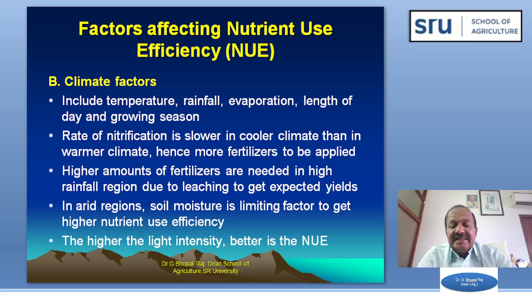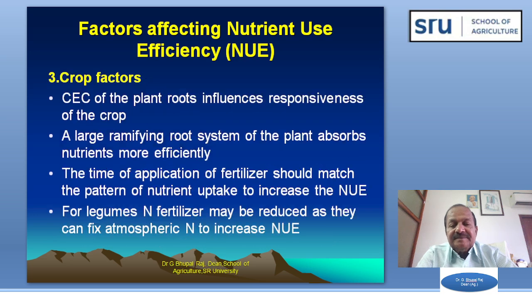In arid regions, soil moisture is a limiting factor for achieving higher nutrient efficiency. For better nutrient efficiency, moisture plays an important role. In arid regions where rainfall is less and water availability is less, there is a reduction in nutrient use efficiency, so ultimately we have to apply more fertilizers. The higher the light intensity, the better the nutrient use efficiency. Then coming to the third one, crop factors.